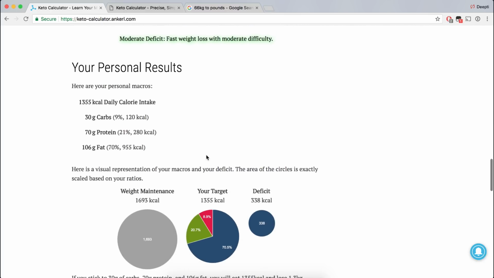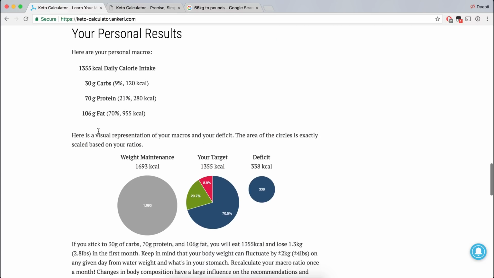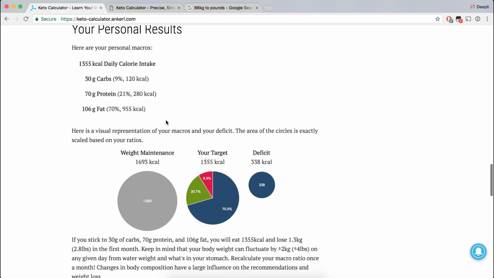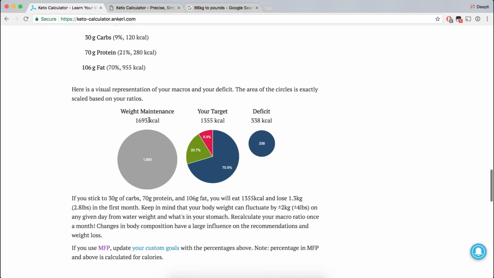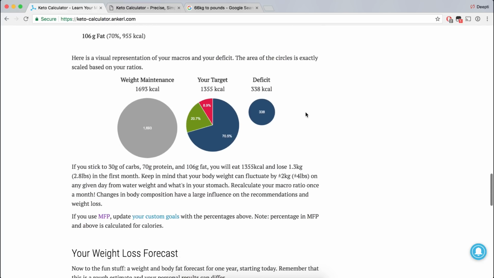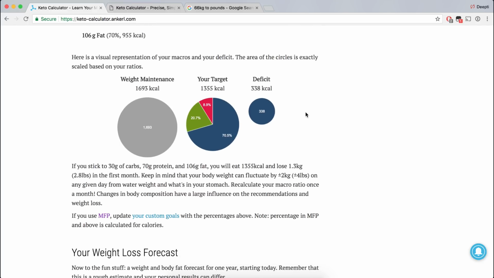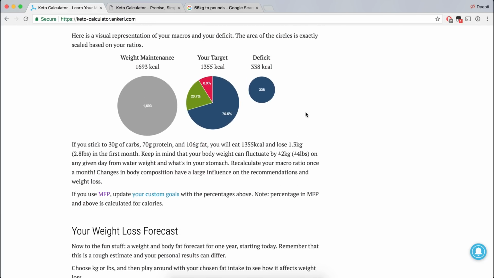So here are my macronutrient requirements. I require about 1300 calories in a day, 30 grams from carbs, 70 grams from proteins, and 106 grams from fat. So it's 9, 21, 70. This is a good keto ratio to have. And of course, here are the other details which you can check when you are inputting your own information into this keto calculator. And this is pretty much how you get your keto calculations.